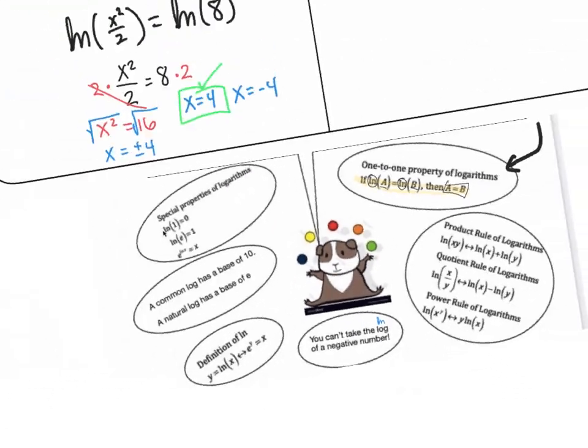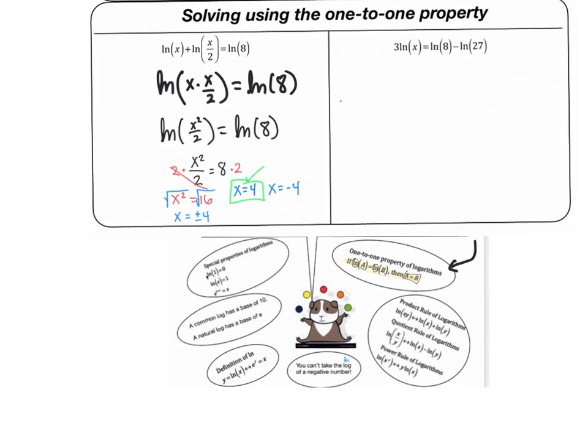You can't take the log of a negative number, and so therefore it is rejected. Okay, so our only solution for that one is going to be x equals 4. We have to be able to check our answers, and we have to be able to condense each side to a single natural log so we can set them equal to one another. Let's take a look at that next example.